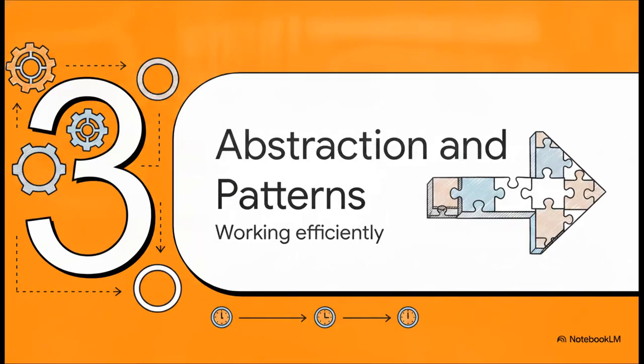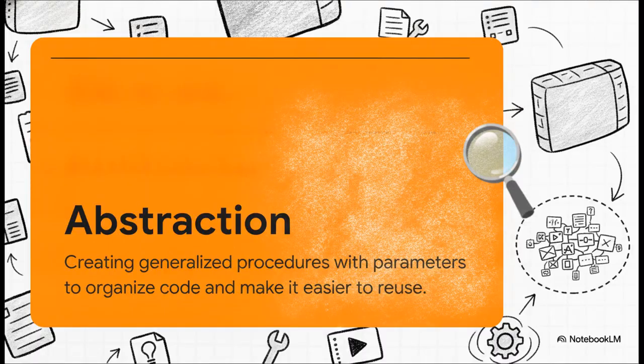Okay, part 3, abstraction and patterns. Let's talk about working efficiently. Once we've broken our massive problems down, we need to be really smart about how we actually solve those smaller pieces. Abstraction is defined as creating generalized procedures with parameters to organize code and make it easier to reuse.